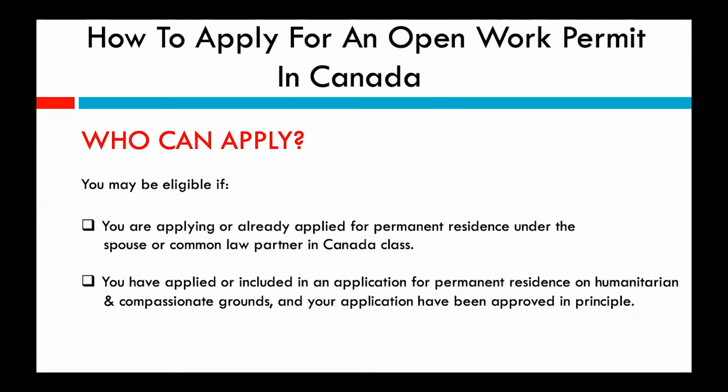In this video, I'm going to be sharing with you guys how to apply for an open work permit in Canada. To be eligible, you are someone who is applying or already applied for permanent residency under the spouse or common law partner in Canada class, or someone who has already applied or is included in an application for permanent residency on humanitarian and compassionate grounds.